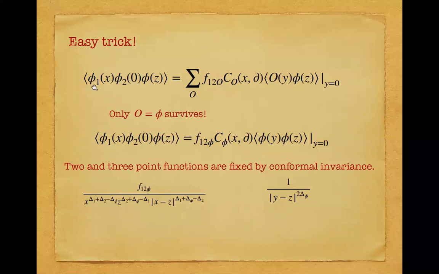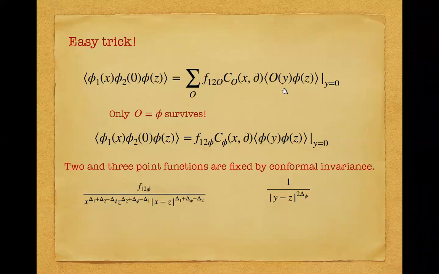Rather, one easy trick would be to take this 3-point function, and inside it, take phi1 and phi2 and consider the OPE of phi1 and phi2, so that you can write it like this. So this O comes out of the OPE of phi1 and phi2, and phi z was already there. You use the OPE once, and this 3-point function will reduce to a 2-point function.